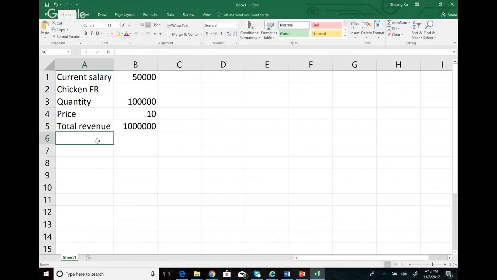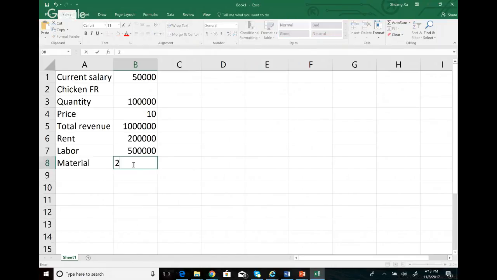Now I do have expenses, so I'm gonna pay rent. Let's suppose for the entire year, my rent will be $200,000. Okay, I'm gonna pay for labor. Labor, let's suppose we're gonna pay $500,000 out for the entire year for labor. We're also gonna pay for our raw material. How much raw material? $200,000 for raw material. And then I'm gonna pay for utility.